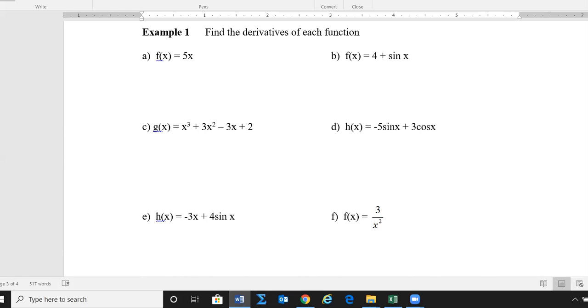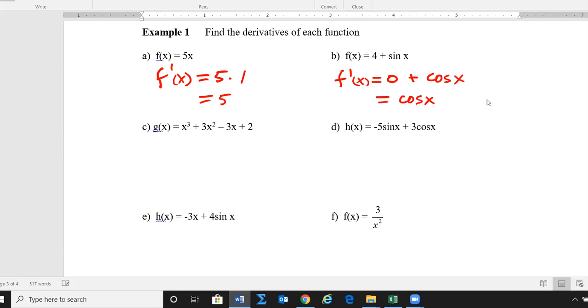So derivatives of each of these. This one is a constant times x, so we know that our derivative f prime would just be that constant times the derivative of x, which is a 1. So it's just a 5. The derivative of this function is the sum of two functions, so the derivative would be the sum of these two derivatives. This is a constant, so its derivative is a 0. The derivative of sine is cosine. And there's your result. Just write that as cosine of x. So you now have the derivative function, g prime.